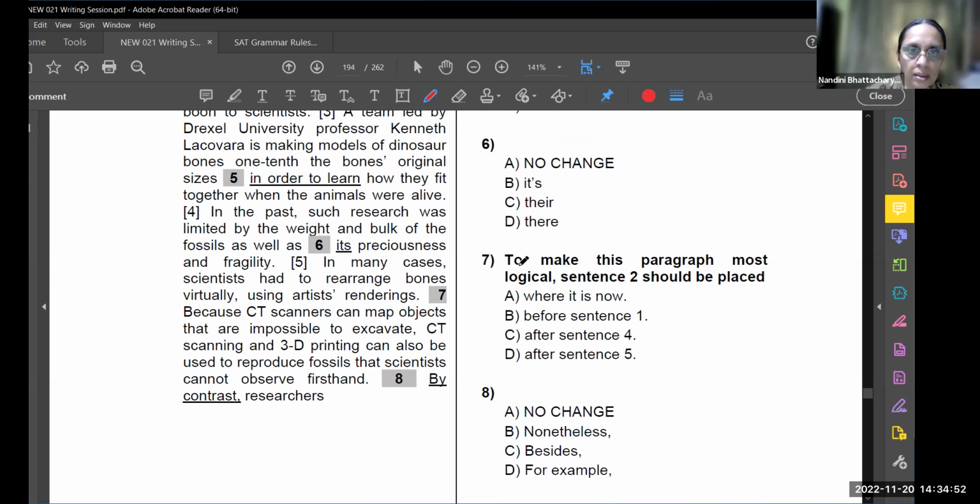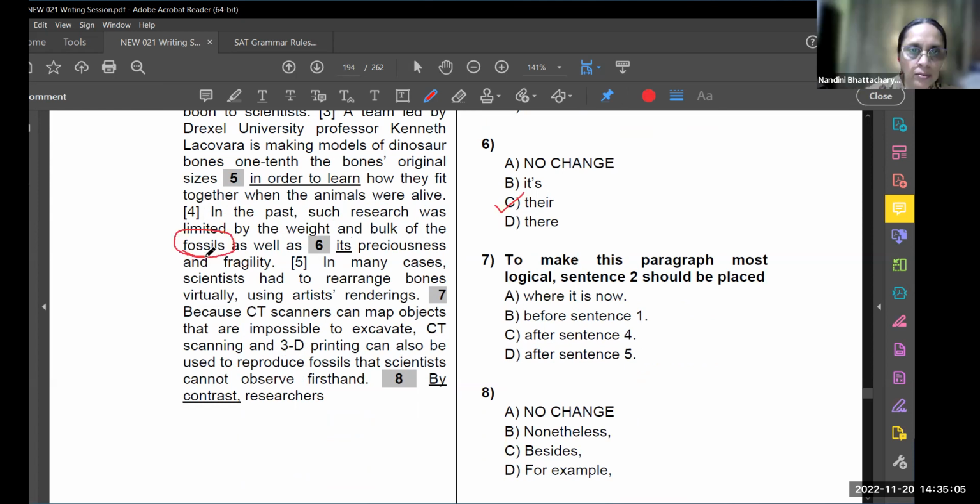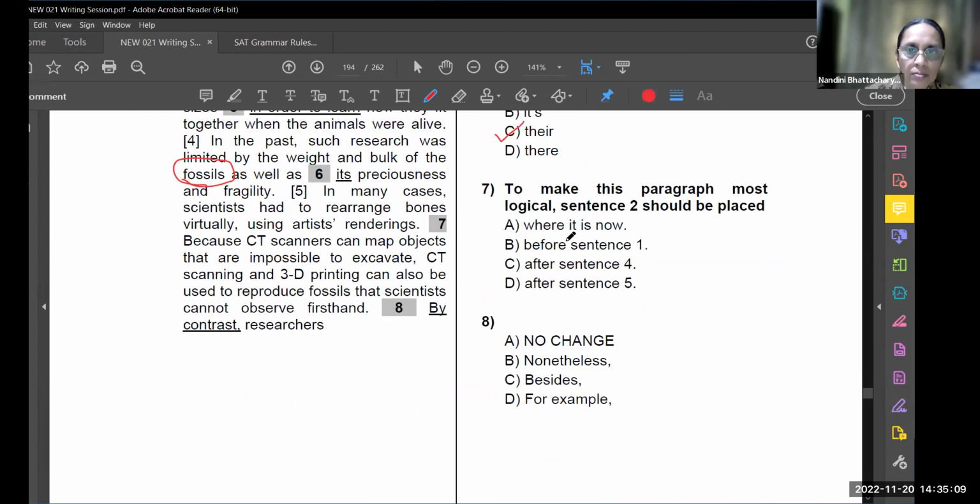Okay, coming to number 6. C. Why C? What is this referring to? Fossils. And fossils is plural. So we will go with there. Okay, now number 7.